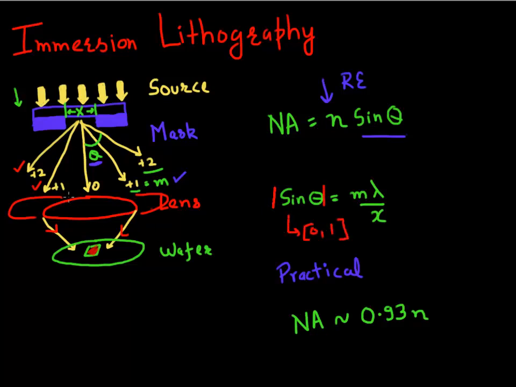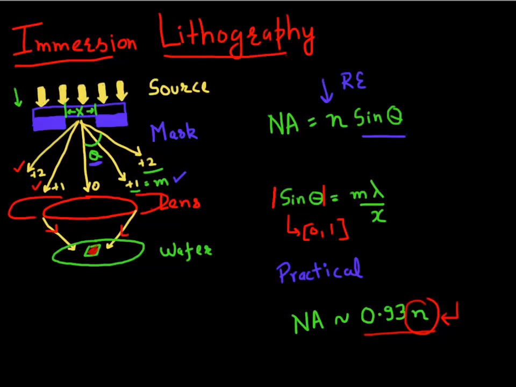So people did in fact increase this numerical aperture by making a bigger lens, so you can capture higher orders of diffraction, but you can only make sine theta go up to 1. A more practical limit is 0.93. So your numerical aperture is essentially then defined by 0.93 times your refractive index. So this is an even simpler equation, and looking at it, the only way you can increase your numerical aperture now is to increase your refractive index, and that's where immersion lithography comes into the picture.